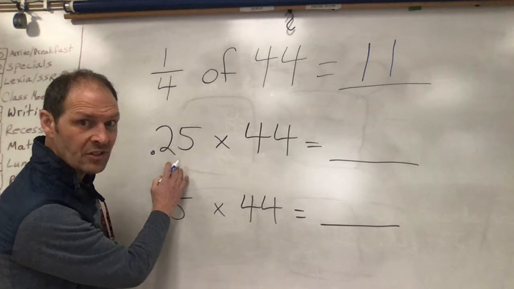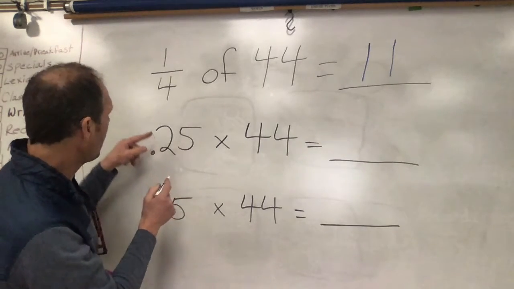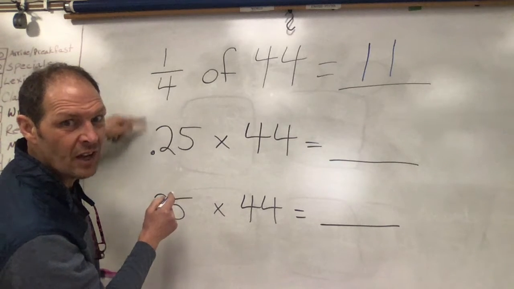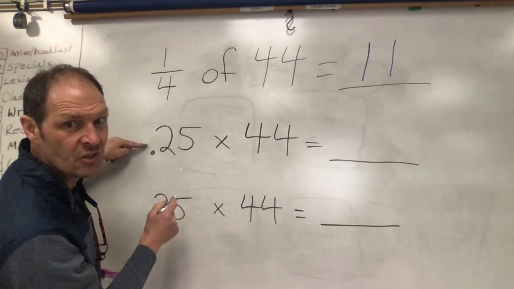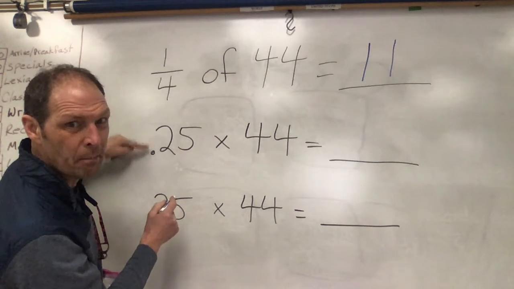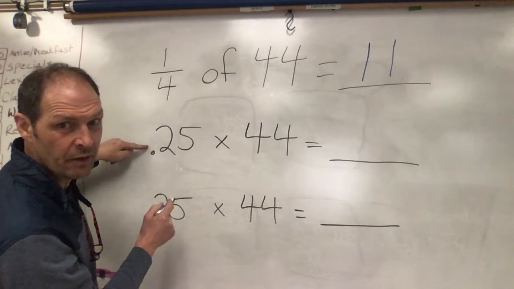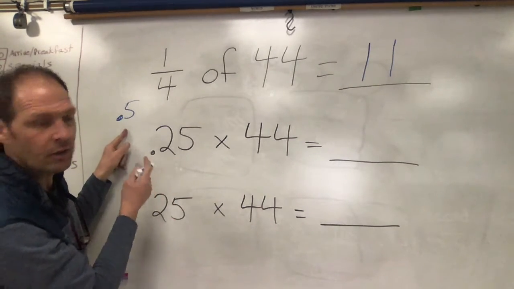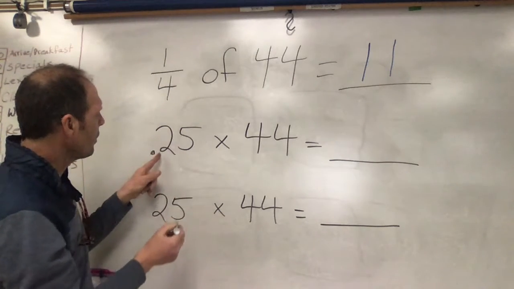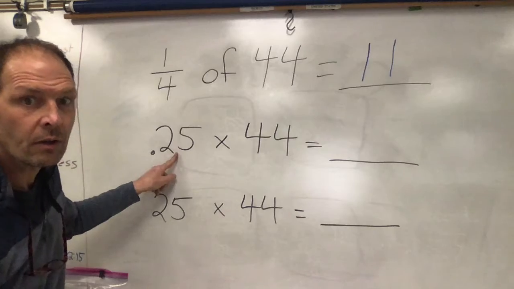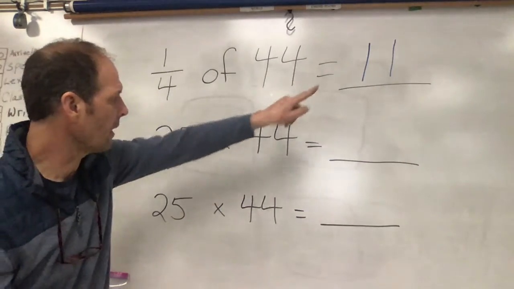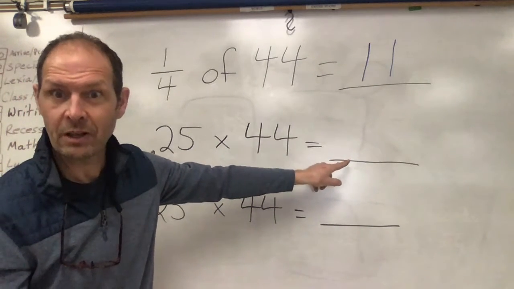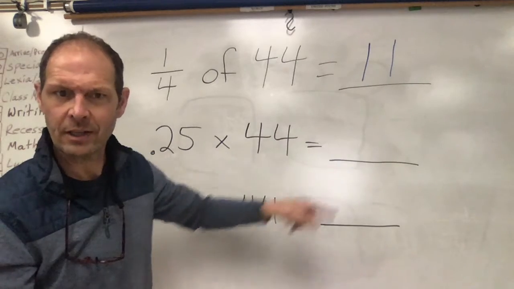Because at some time in the past, we talked about fractions and how certain fractions and decimals are easy to memorize, like 1/4 is 25 hundredths. That's one you should just kind of memorize. 1/4 is the same as 25 hundredths. Kind of like 1/2 is 0.5, 5/10, and so on. Okay, so if this is the same as 1/4, 1/4 of 44 is 11, so wouldn't 25 hundredths of 44 also be 11? Yes, it would. So let's write that in.